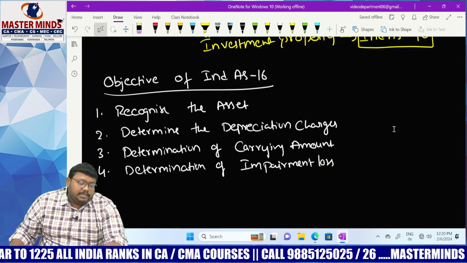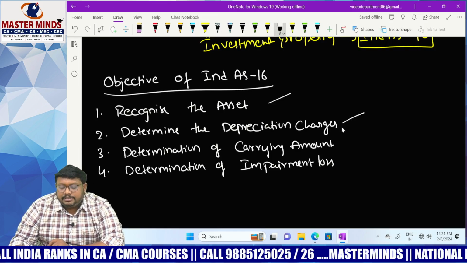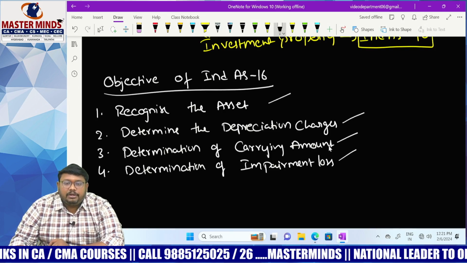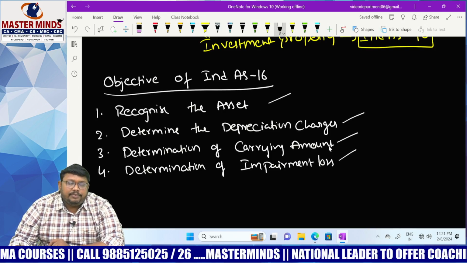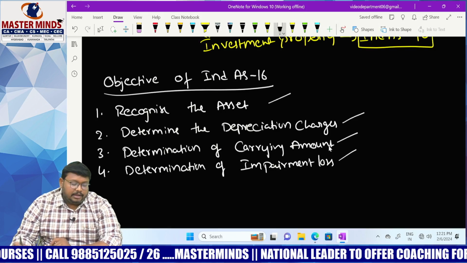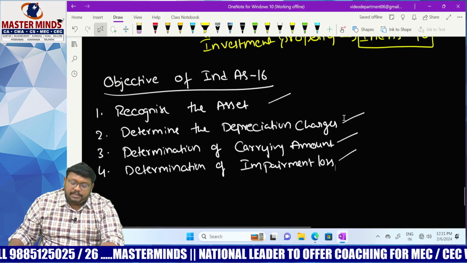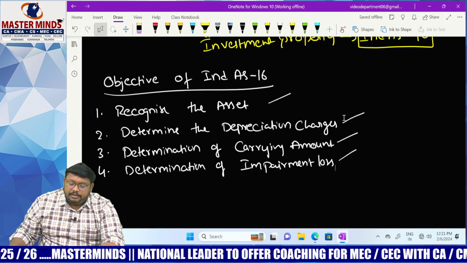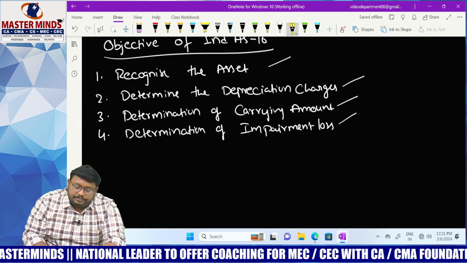What is the major objective of the standard? Recognition of the asset, recognition of depreciation charges, determination of carrying amount of that asset, and determination of impairment loss. So what is impairment loss? That we will discuss later. Coming back to the scope of the standard, this is the objective. We will discuss each and every element in detail later. So that is the outline that we are going to discuss here, and then the scope.